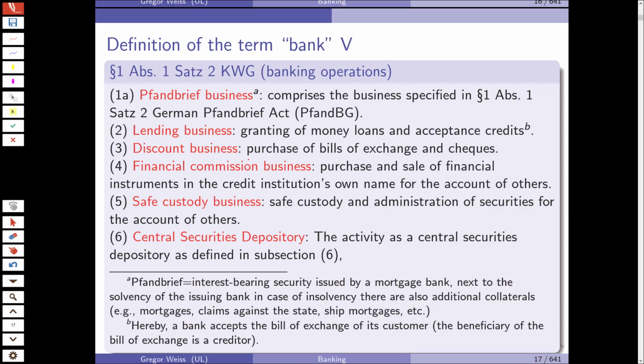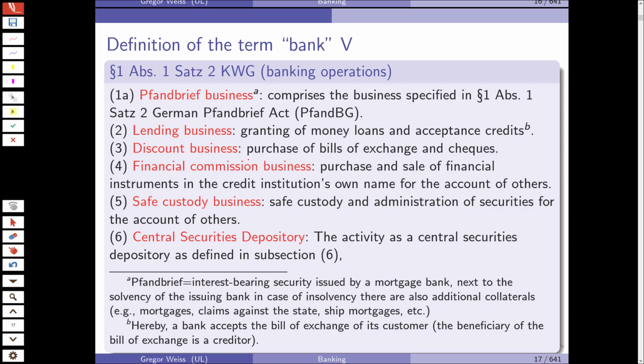I have no idea why there is no English word for this, and for some reason many German companies use Pfandbriefe as a source of financing. Well, that's 1A. Lending business. If you grant a loan or acceptance credits, Akzeptkredite in German, or anything else that is akin to lending, you are a bank.